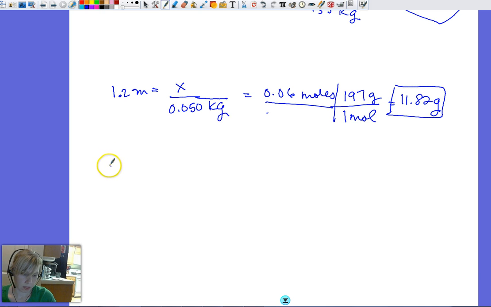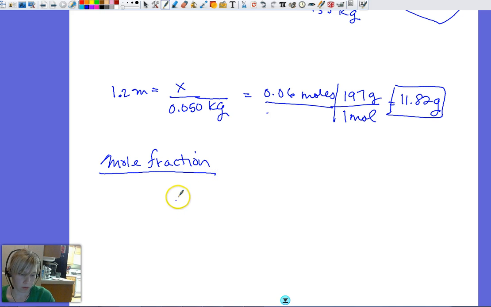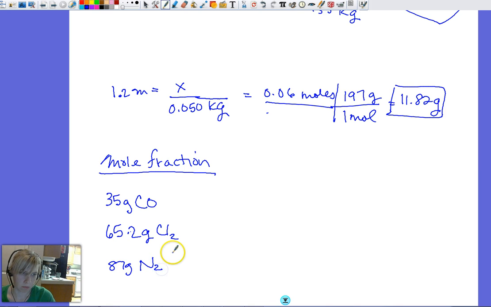Let's take a look at our mole fraction. So for mole fraction, we have to get moles of each part. So a gas mixture contains 35 grams of CO, 65.2 grams of Cl2, and 87 grams of N2. And it wants to know what is the mole fraction of carbon dioxide.